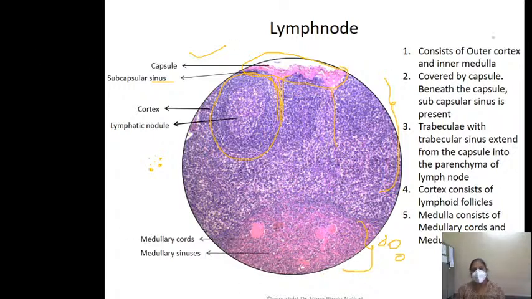In a nutshell, the lymph node consists of the outer cortex and the inner medulla. It is covered by a capsule. Beneath the capsule you see the subcapsular sinus. You see a number of trabeculae extending from the capsule. Along these trabeculae you see the trabecular sinus extending from the capsule into the parenchyma of the lymph node. The cortex consists of lymphoid follicles, and the medulla consists of medullary cords and medullary sinuses. That is the structure of the lymph node, right?